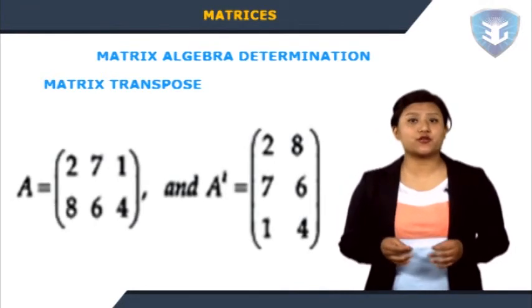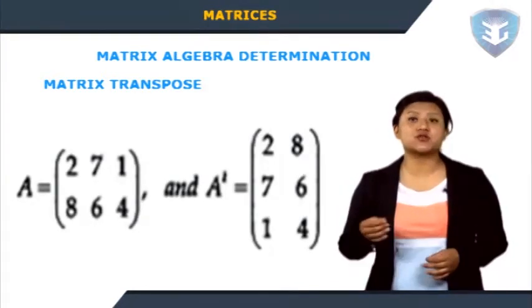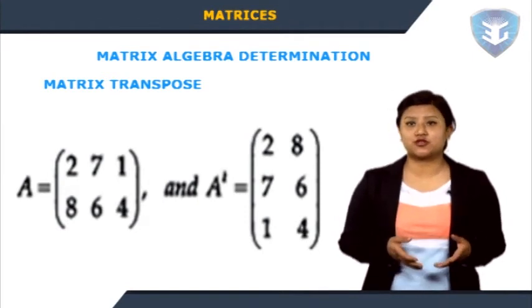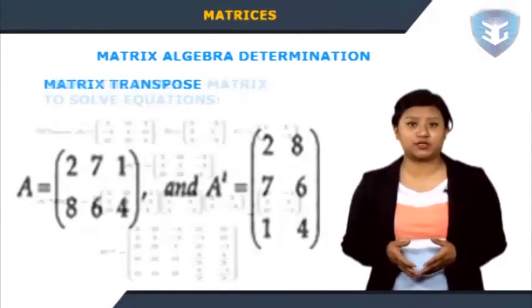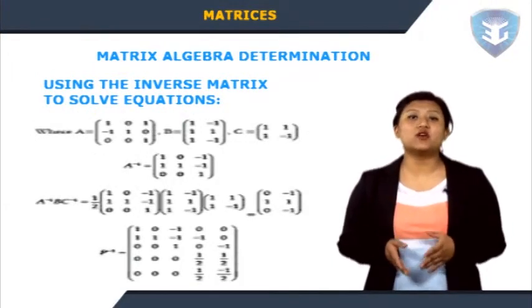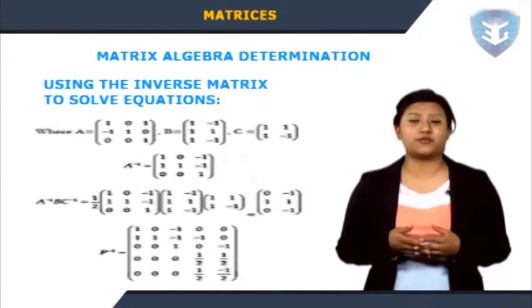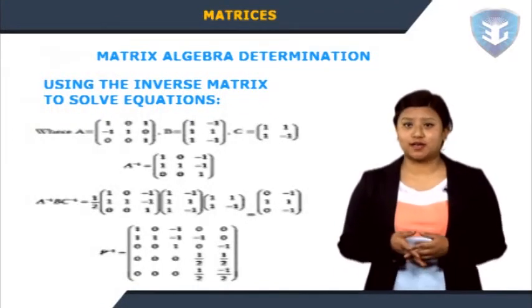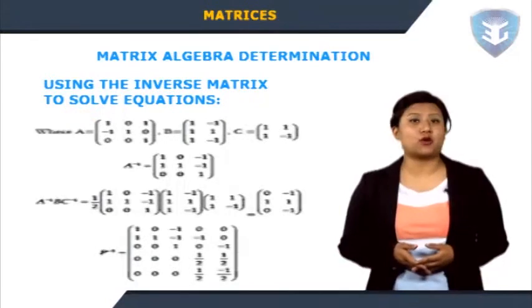The transpose of a row vector will be a column vector, and the transpose of a column vector will be a row vector. The transpose of a symmetric matrix is simply the original matrix. Using the inverse matrix to solve equations. One of the most important applications of matrices is to the solution of linear simultaneous equations. For better understanding, let's see the example on your screen.